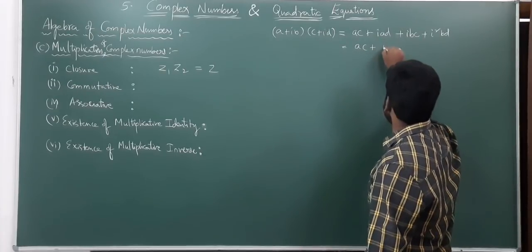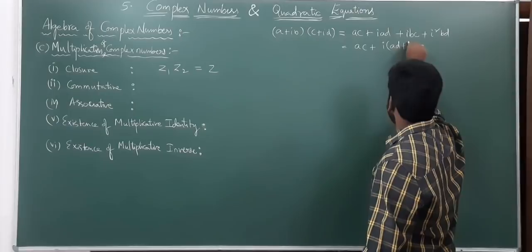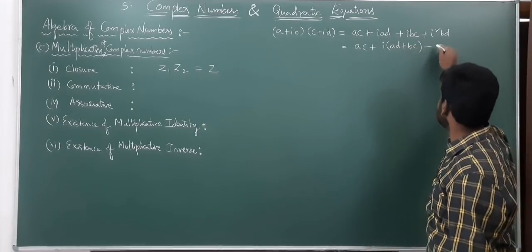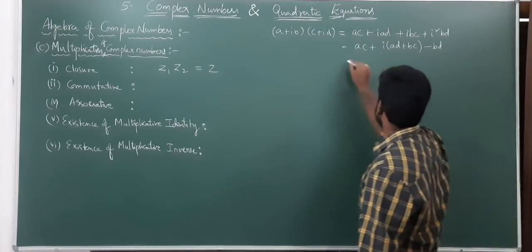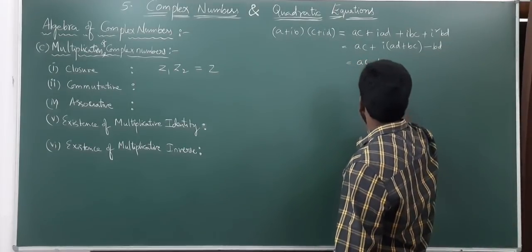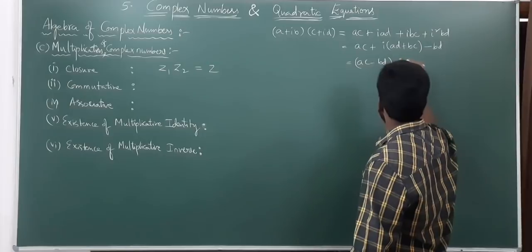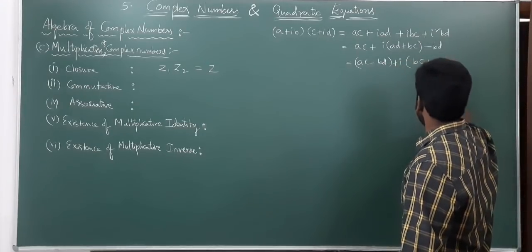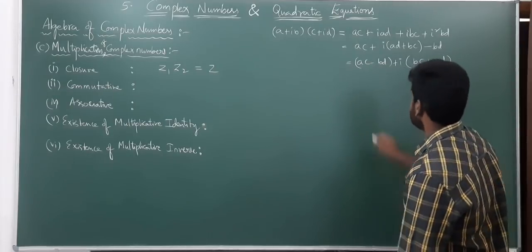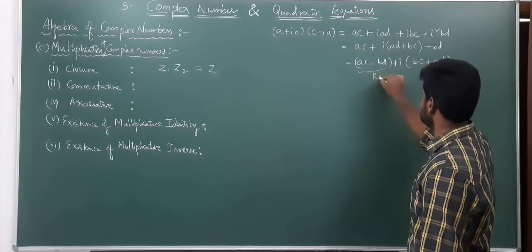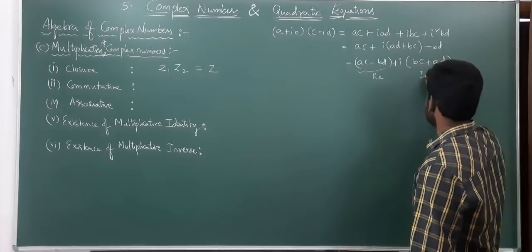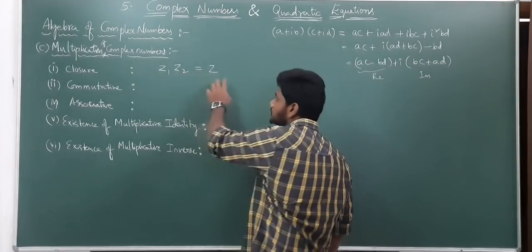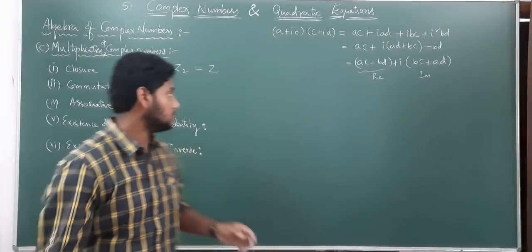which equals ac plus, taking i common from these two, i into (ad plus bc), and i square we know is minus 1, into bd. So we can write (ac minus bd) plus i into (ad plus bc). Again, this is in the form of real part plus i into imaginary part. So multiplication of two complex numbers gives again a complex number.